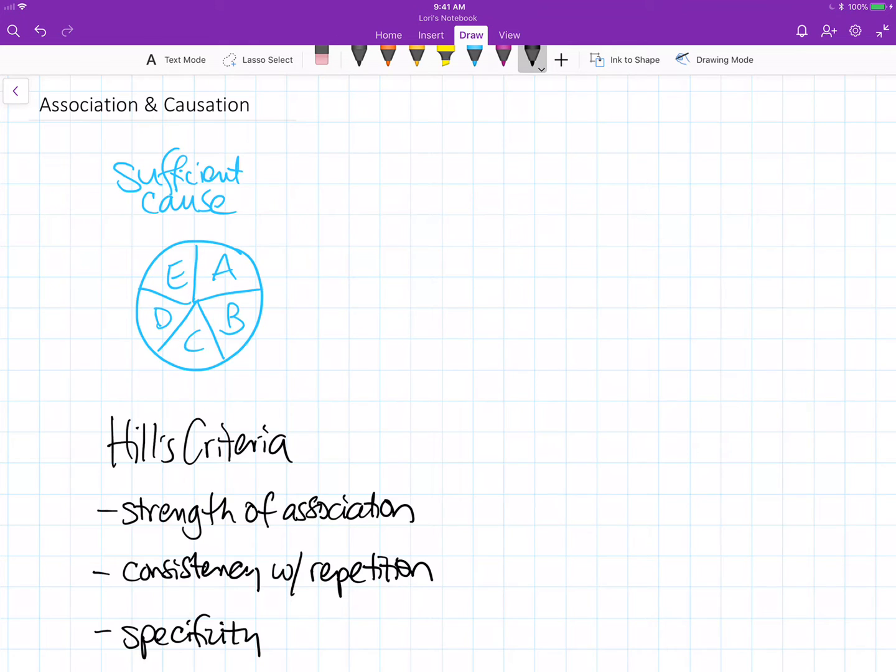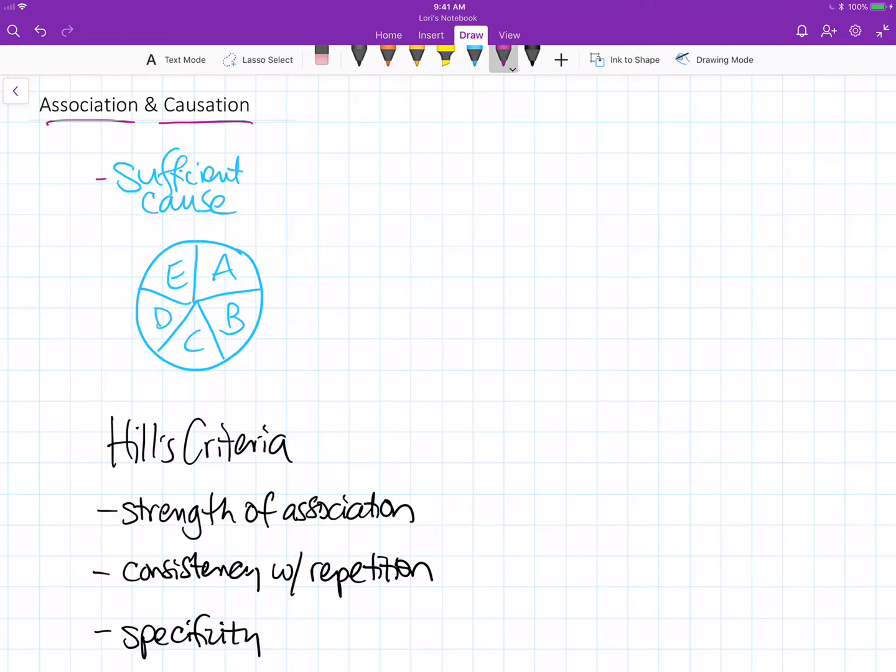I have two different ideas to share with you, and they both come back around to this whole notion of the difference between association and causation. The first one has to do with sufficient cause.